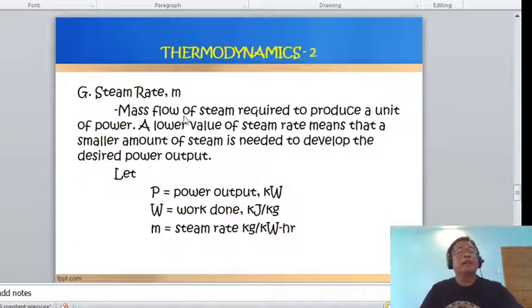So another is the steam rate, m. Take note, class. So what is this? It is the mass flow of steam required to produce unit power. A lower value of steam rate means that a smaller amount of steam is needed to develop the desired power output. So again, class, let P be the power output, W the work done, and m the steam rate in kilogram per kilowatt hour.